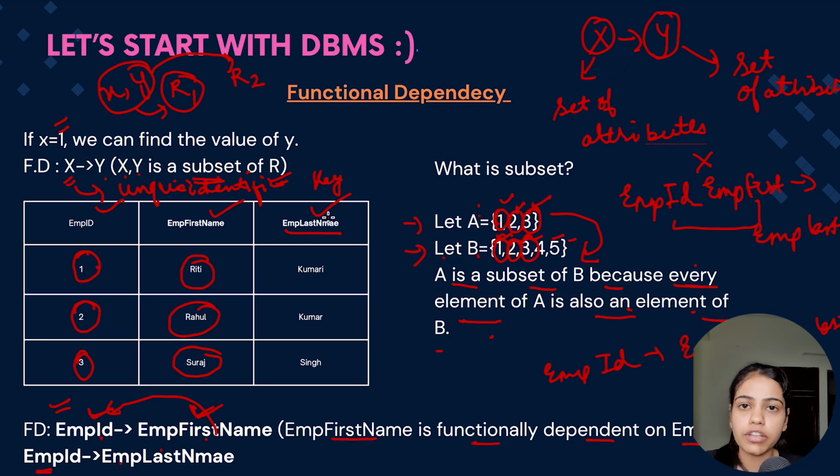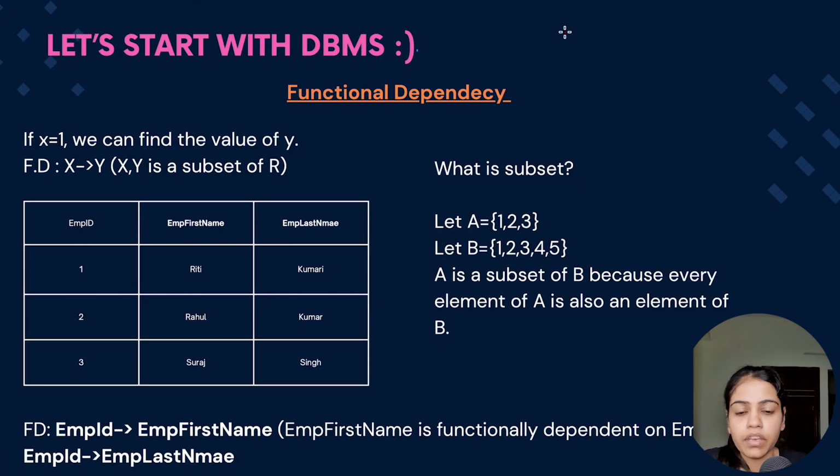Now how will we know the functional dependencies in a given table? According to the definition of functional dependency, if there is a relation R and X determines Y, where X and Y are attributes of the relation, X can be an attribute or a set of attributes, Y can also be an attribute or a set of attributes, and Y is functionally dependent on X.